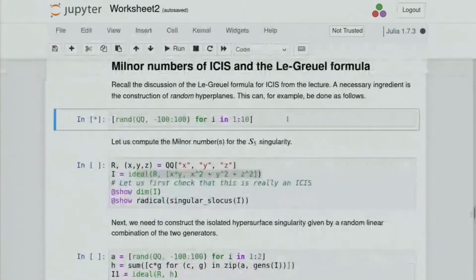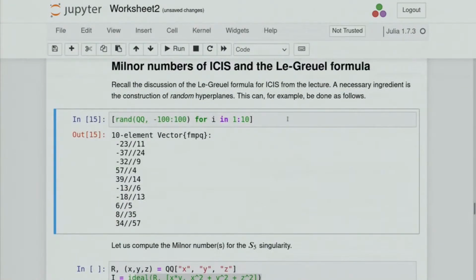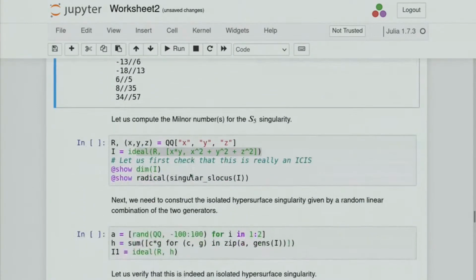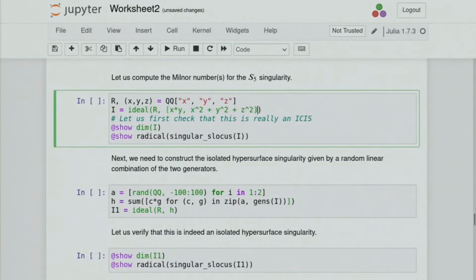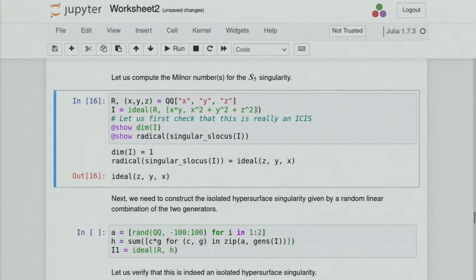So what does this do? It gives us a 10-element vector, or a vector in Q to the 10th. And the entries are fractions, so elements of QQ, with both numerator and denominator within the range from -100 to 100. And we can use that to compute the Milnor number of our ICEs. So let's define our ICEs.